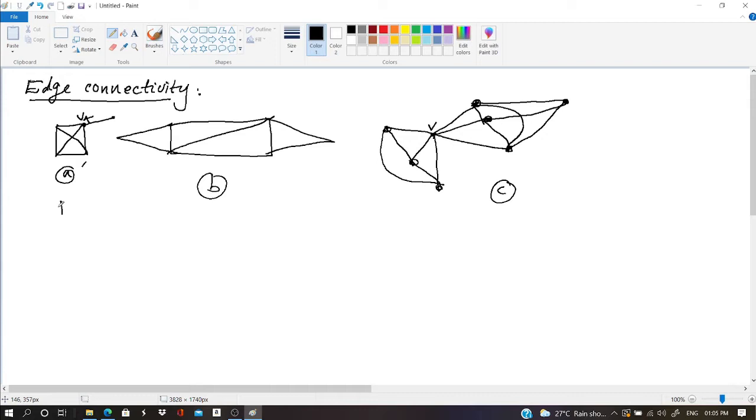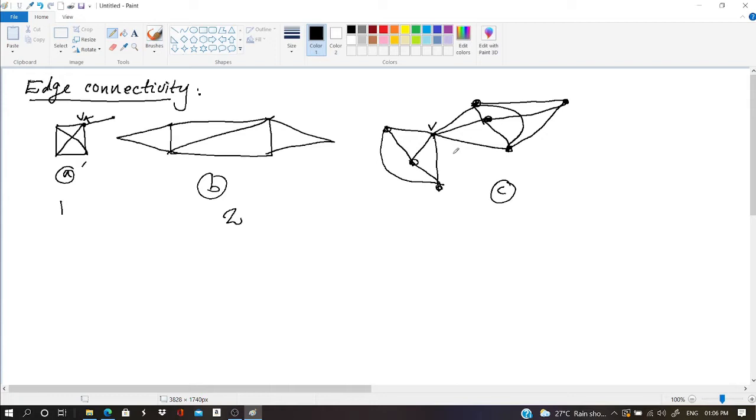Similarly, in the case of the second graph, if you delete any one of the edges, the graph is not disconnected. So, we have to remove at least 2 edges in order to convert the graph to a disconnected graph. So, here the edge connectivity is 2. Now, in this graph, we have to remove 3 edges in order to convert this graph to a disconnected graph. So, here the edge connectivity is 3.